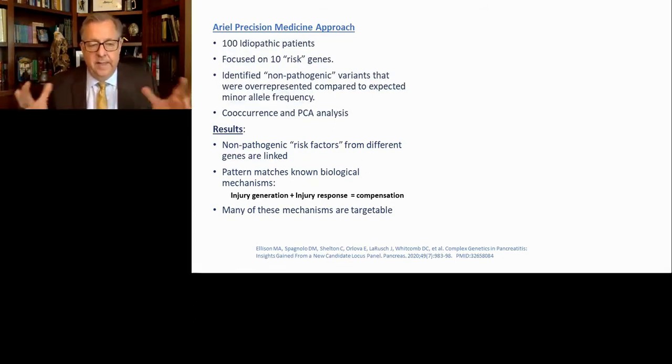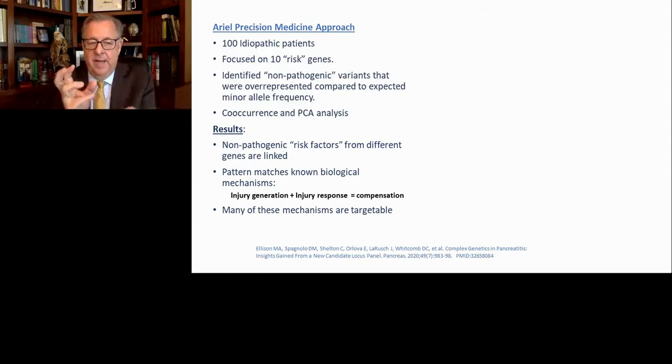What we found is that there was a connection between different types of genetic variants, and they had a general pattern where there was injury generation, injury response, which normally compensates for the injury.